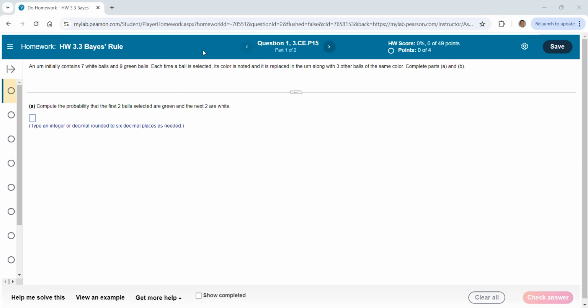So you pick a ball and then you record the color and put it back, and then put another 3 balls with the same color into the urn, and you do it again. Okay. A, compute the probability that the first 2 balls selected are green and the next 2 are white.